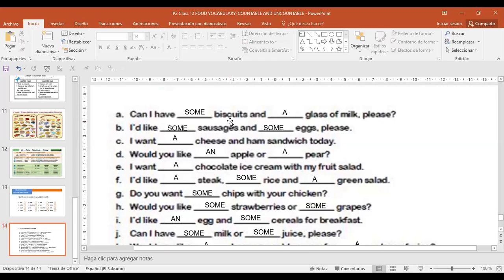But cereals, also I can count, puedo contar. Let's say some juice, ahí sí, no lo puedo contar porque no está en vaso o en bottle, ¿verdad? Entonces queda como algo de juice, algo de jugo, and some milk, algo de leche.